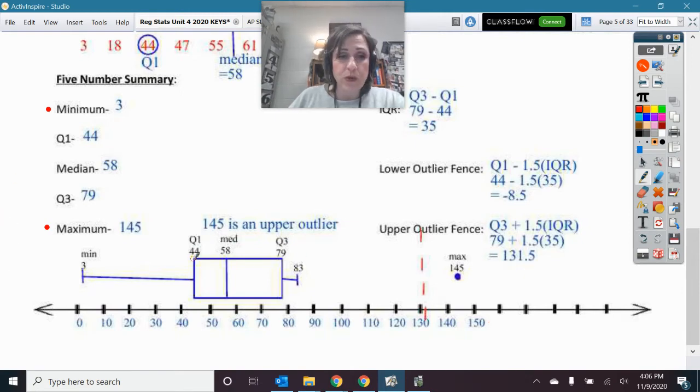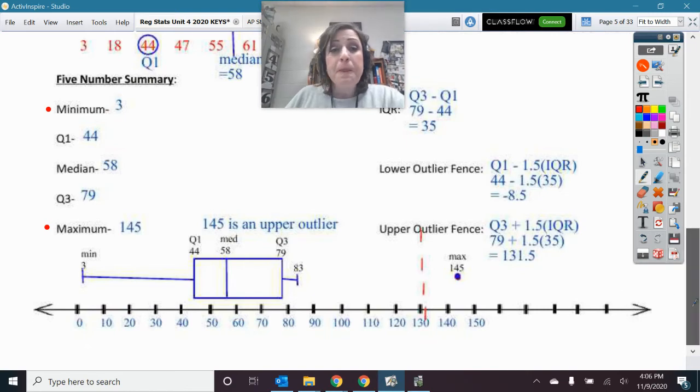Scale, box. Actually, let me put my box on there: 44 to 79 with the median at 58. Fences: the lower fence wasn't on there, but the upper fence at 131.5 is. Scale, box, fences, and then whiskers, but let me get my little outlier. Put your outlier on right there at 145.